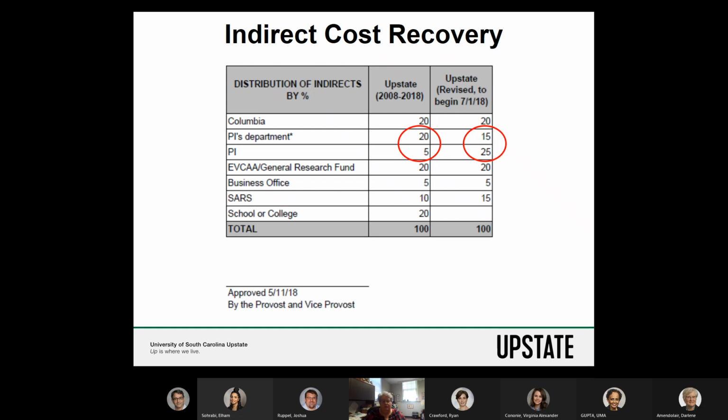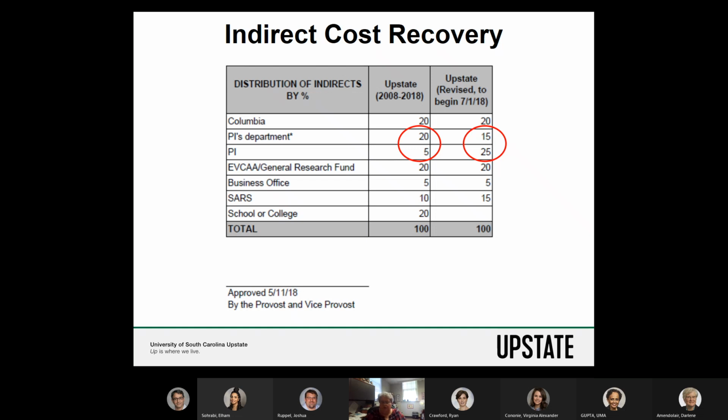And you'll see that the two areas that I've circled, we went in 3 years ago now and updated this so that more money was going to the PI. So whoever is the principal investigator on the grant, the faculty member who is the driving force behind the project, they get 25% of the money at their discretion.